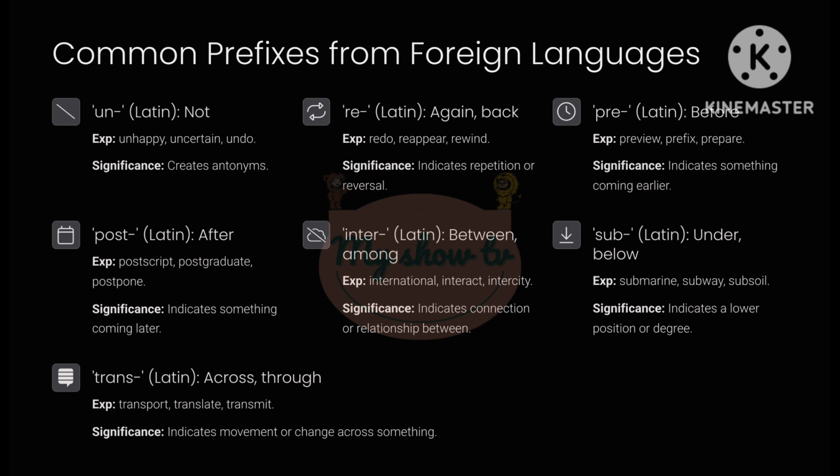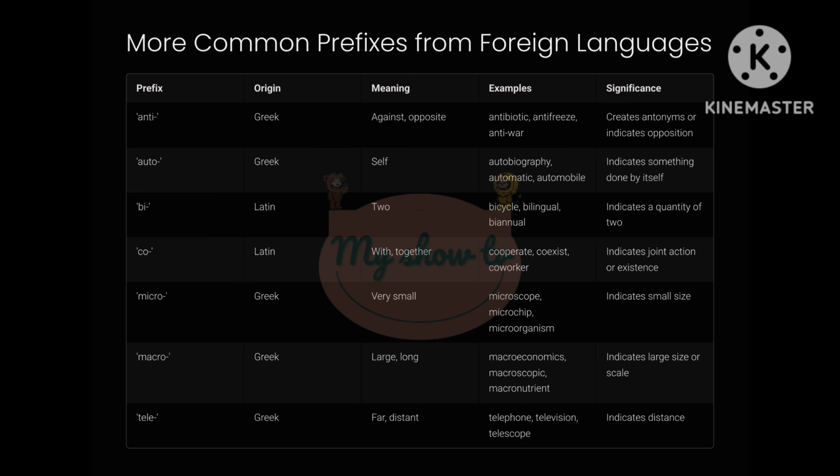It often indicates movement or change from one place or state to another. Examples are port becomes transport, carry across, late becomes translate, carry across languages, and mit becomes transmit, send through. Slide 3. More common prefixes from foreign languages.